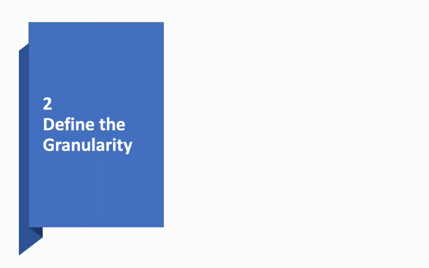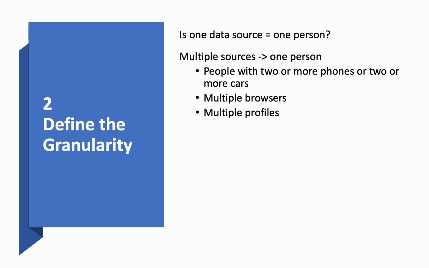The next thing we have to do, and number two, is define the granularity of the data. So is one data source the same as one person? So I'm looking at what you ate today, and perhaps you've been paying in restaurants, we've been collecting that information. That's fine. But sometimes we get multiple sources for one person. So you've got more than two phones. So if I look at your phone data, I'm not picking up the whole story about you.